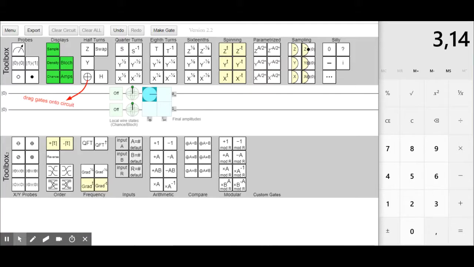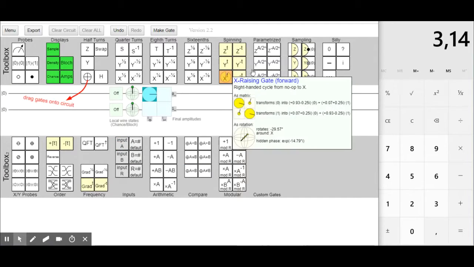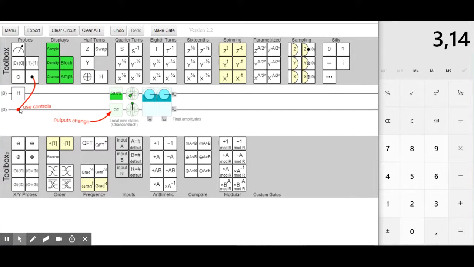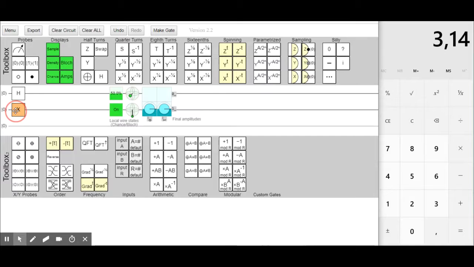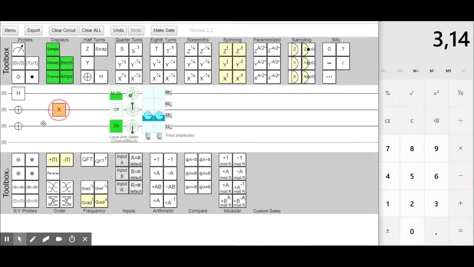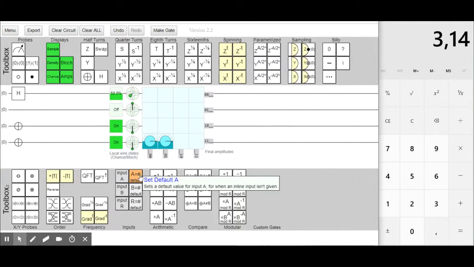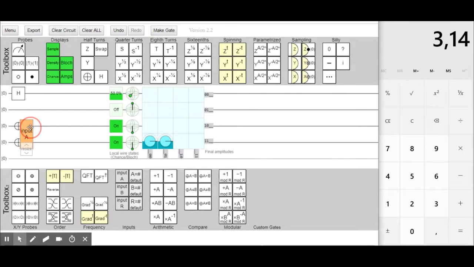That's confusing because in Quirk you have something here, which is basically what I think is happening. What I think these parameterized gates do is rotate the target by input A. So if I would put a Hadamard here, and then say that I have 6, so it's 110, and I say that this is input A.